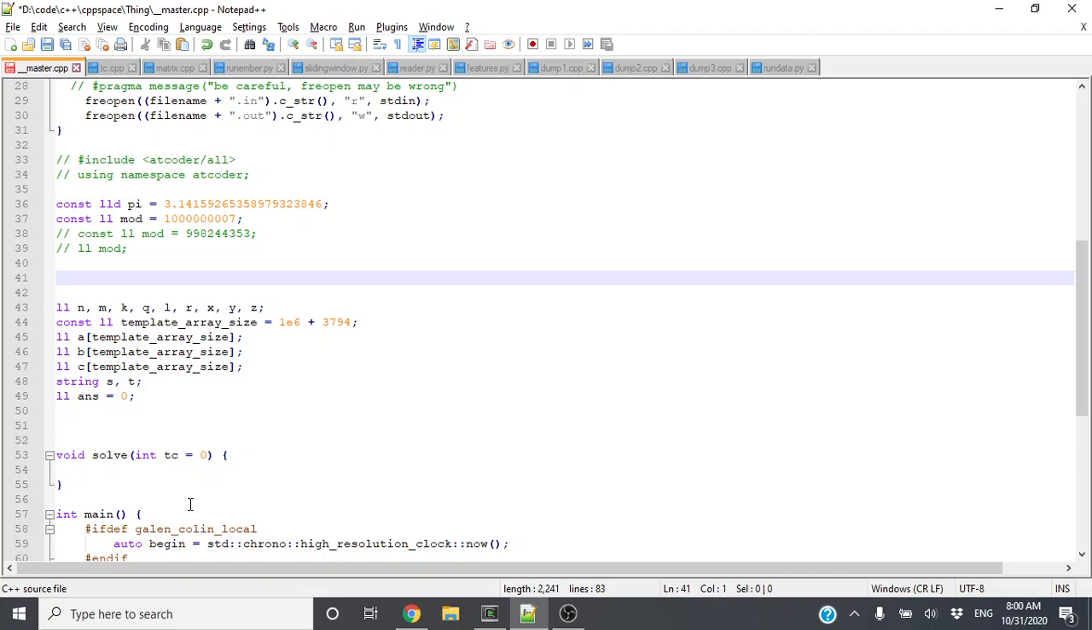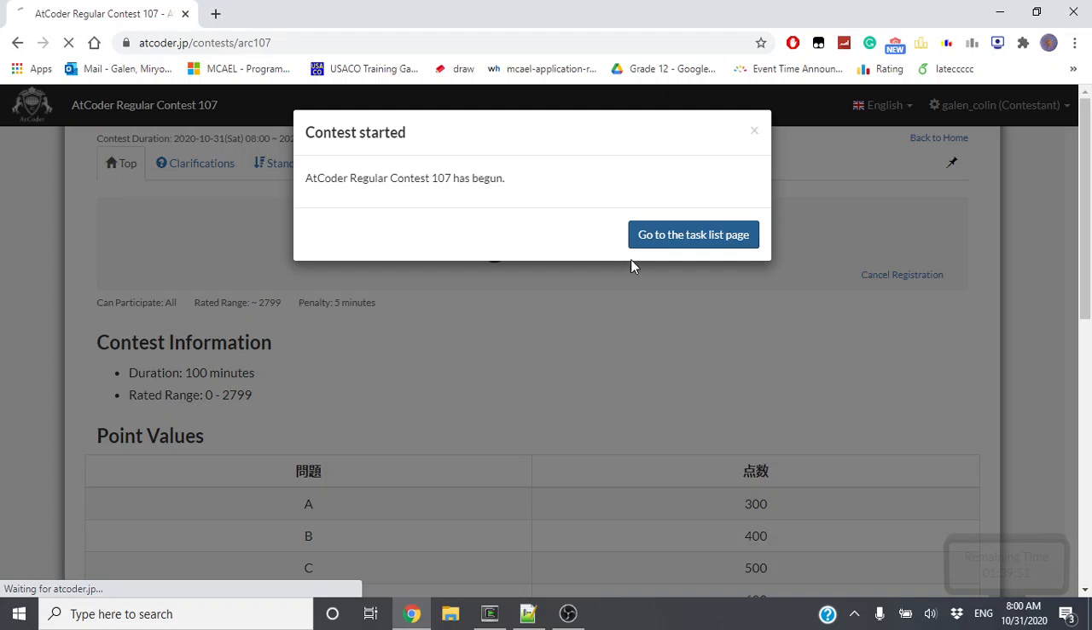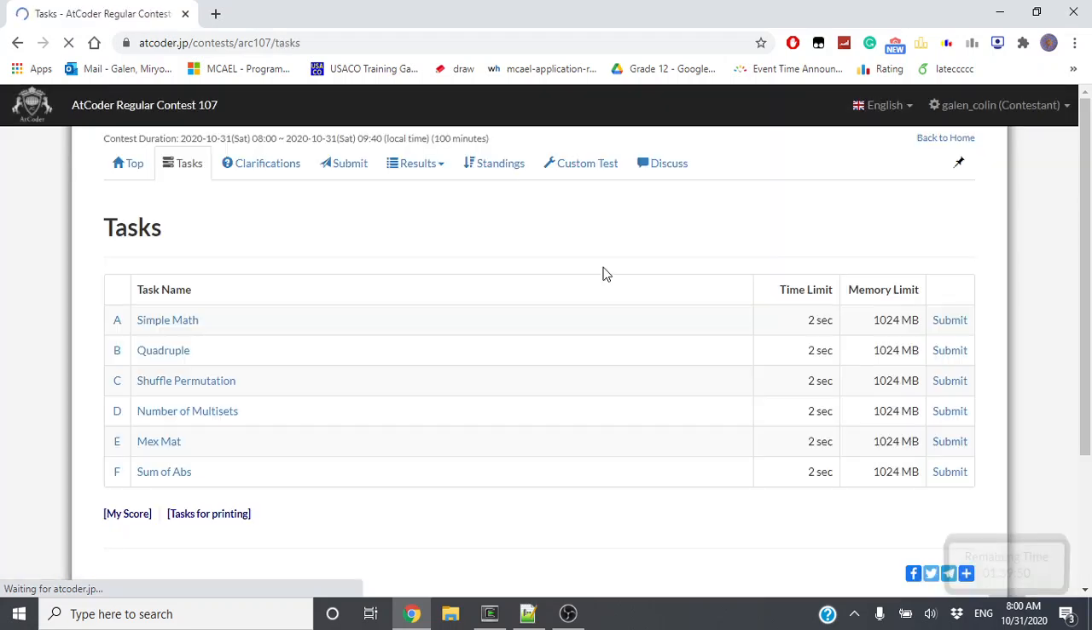Get rid of everything, include AtCoder so I can give myself a compile error later, and we'll be good. Let's begin.